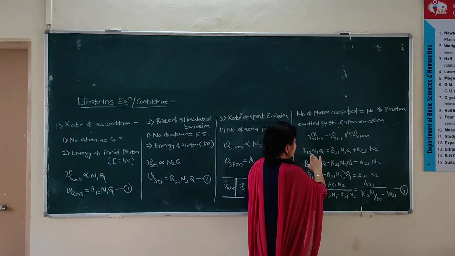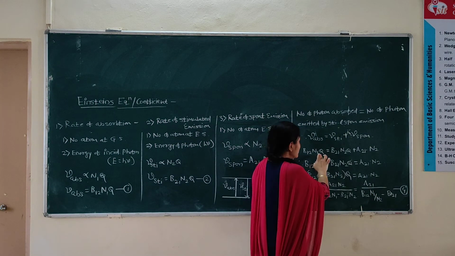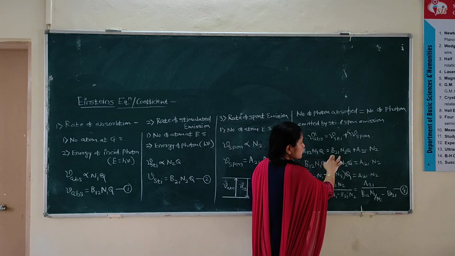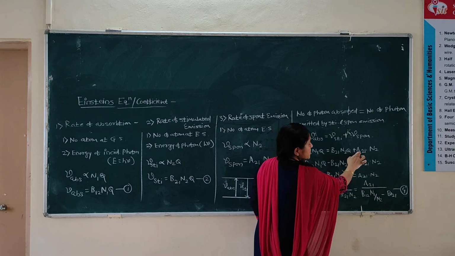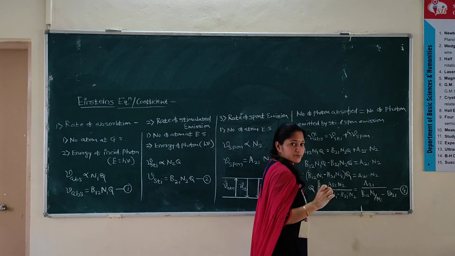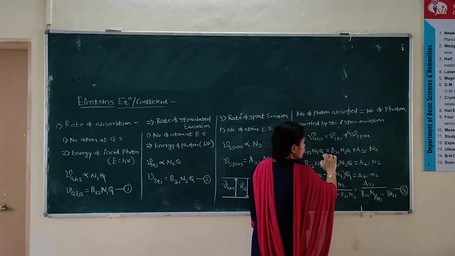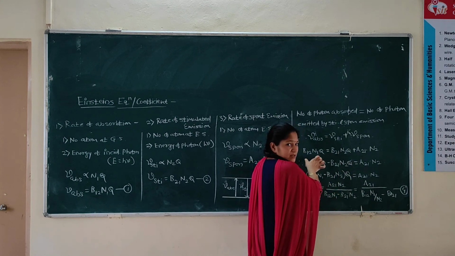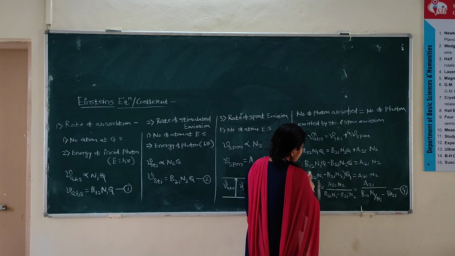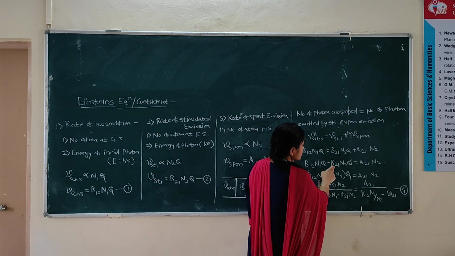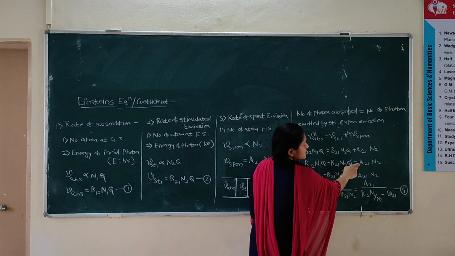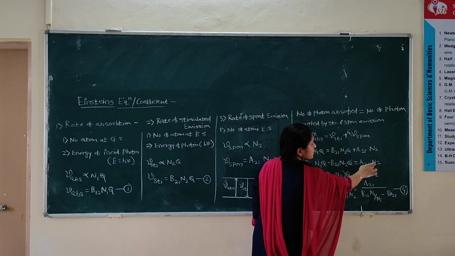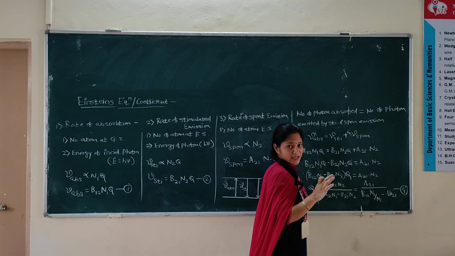Therefore, the equation becomes B12 into N1Q is equal to B21 N2Q plus A21 into N2. Now from this equation, we take Q common. Therefore, we take the right side term to the left side like this: B12 N1Q minus B21 N2Q is equal to the right side term A21 into N2.